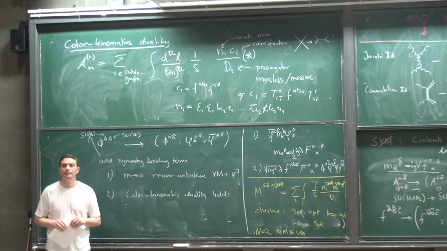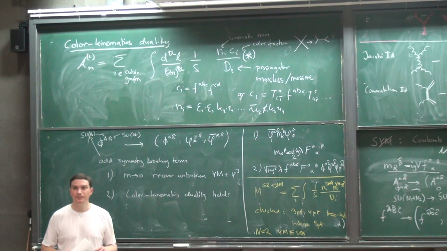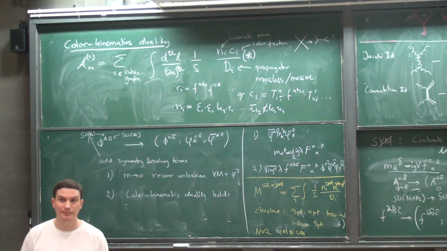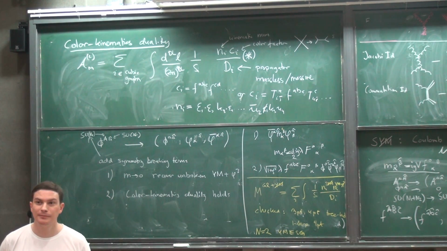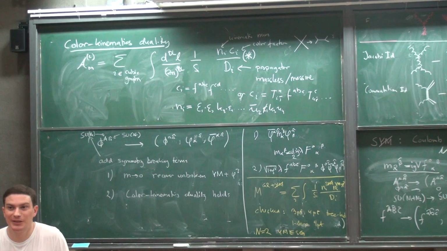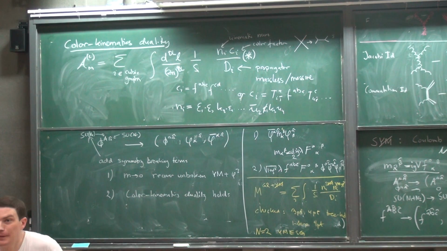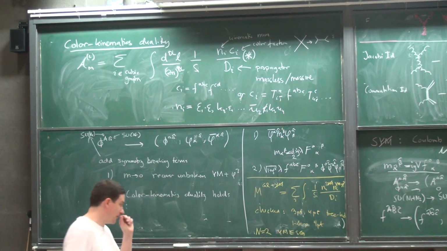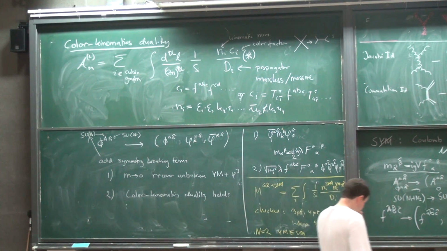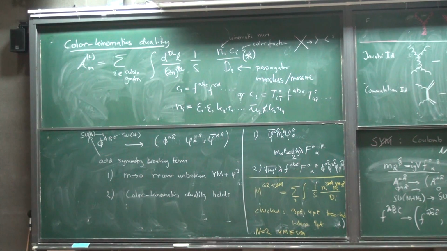For massive W boson scattering, do you just calculate from the diagram, or how do you treat the bubbles? Bubbles. Yeah, that's a good question.